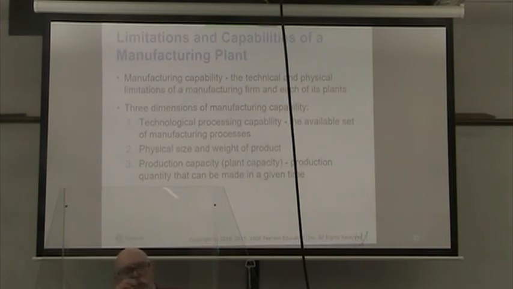All right, so the limitations and capabilities of a manufacturing plant. Well, capability is how much we can do in our own plant. So they're calling it technical and physical limitations of a manufacturing firm and each of its plants. So our three dimensions: technological processing capability, what are the manufacturing processes we can do? The physical size and weight of a product, obviously, affects what we can do. We can't build a super tanker down at Bob's Boatyard where they can barely yank a Chris Craft out of the water.